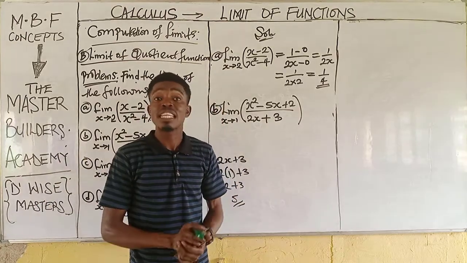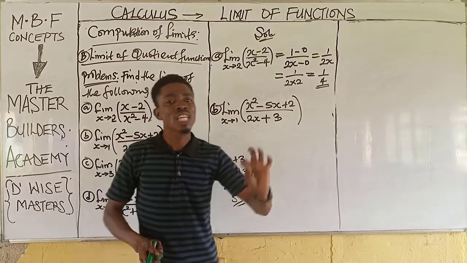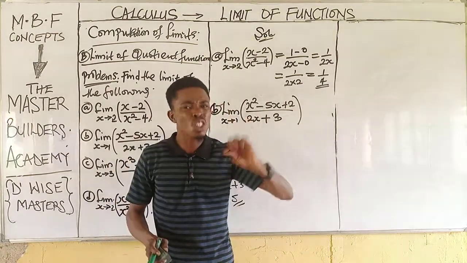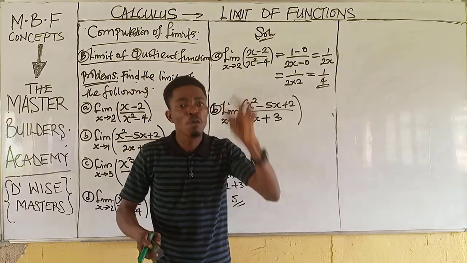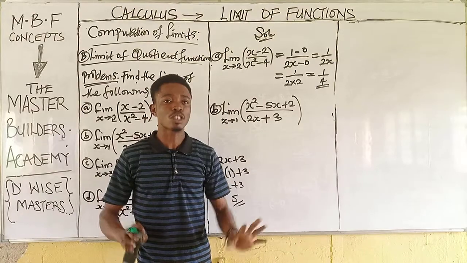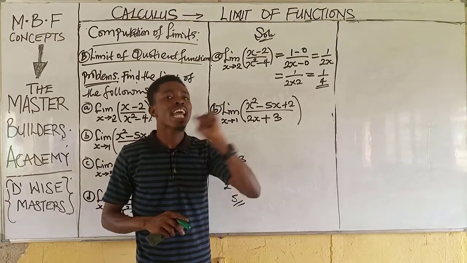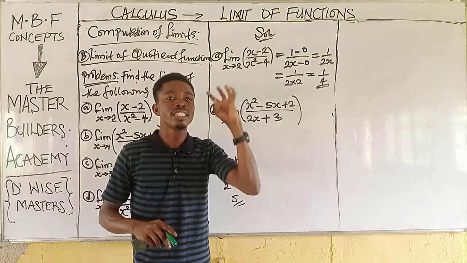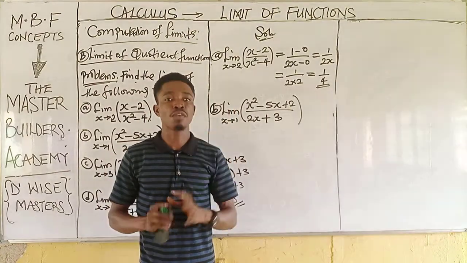Whatever we have here is our answer. You only use L'Hospital or any other method when the denominator turns out to be 0 when you first substitute the limit value that you are given. This is the ground on which you use L'Hospital or any other methods, so that you will be able to make the denominator a defined function.